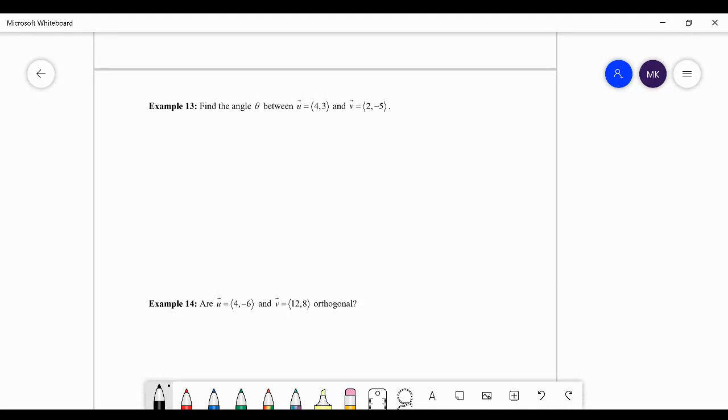Remember, theta is equal to the inverse cosine of the dot product of the two vectors divided by their magnitudes. So we want to find the angle theta between this vector u and vector v. What we have to do is find the dot product of the two vectors, and find the magnitude of each vector, and then move from there. So let's start with the dot product.